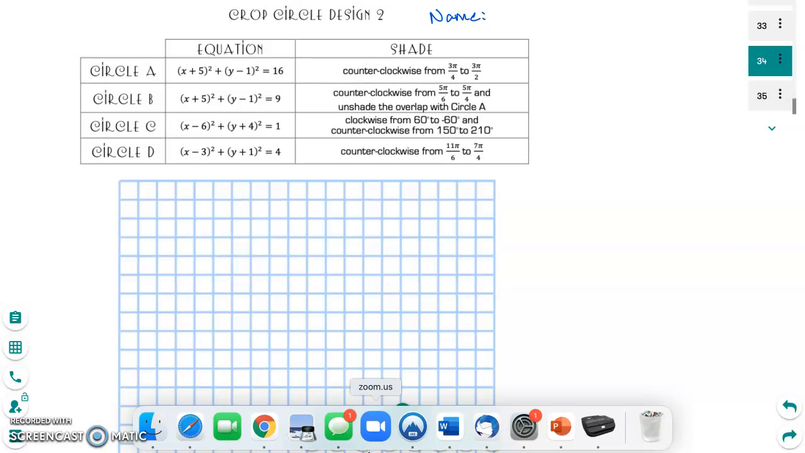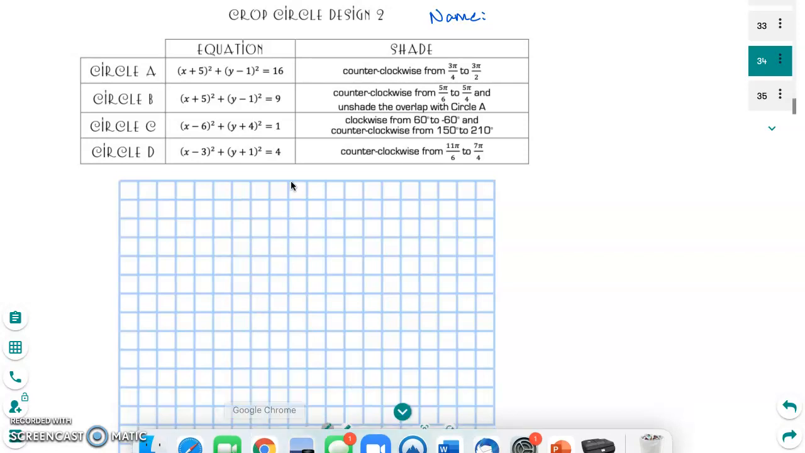And if you want to use a compass and make perfect circles, that's fine. If you want to just freehand them for today, that is fine. On your project, you cannot freehand your circles. They need to be perfectly done with a compass or printed on Desmos, either way. We'll talk about that more.